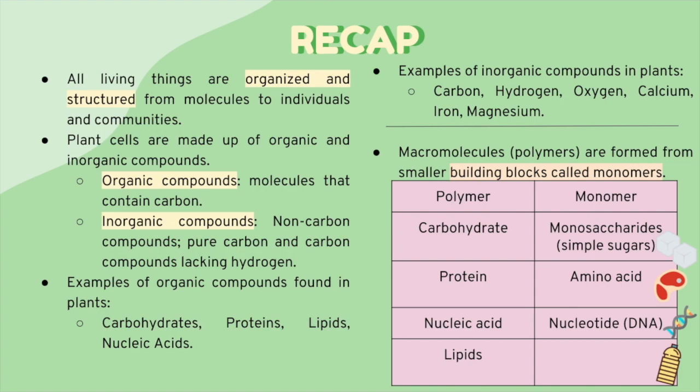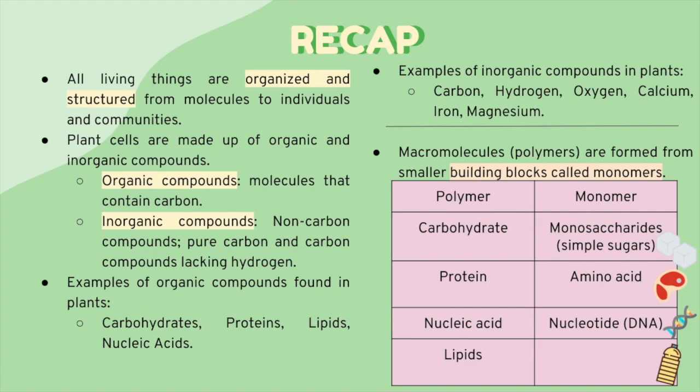Last week, we learned that all living things are organized and structured, even from molecules to individuals and communities. We also learned about the 4 biological macromolecules that are essential to life. These are the carbohydrates, protein, nucleic acids, and lipids. Note that macromolecules are formed from smaller building blocks called monomers.